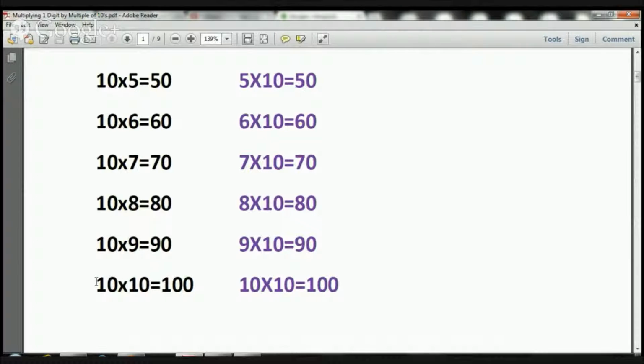But let's look at this one. Here we have 1 times 1 equals, we know that 1 times 1 equals 1, and we have 2 zeros, so I just add the 2 zeros right here at the end. 10 times 10 equals 100, okay?